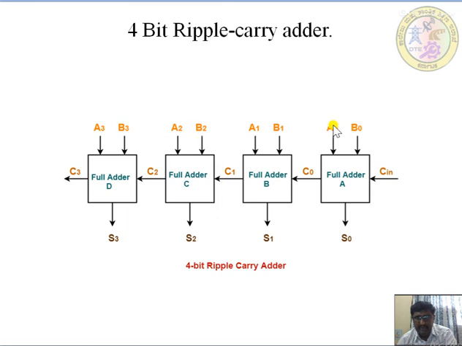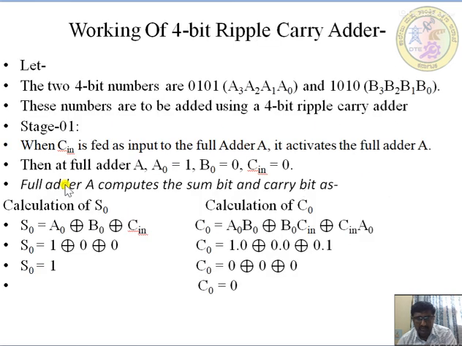First, what Cin value will we consider? We have already loaded the values. Now the important thing is the Cin value. If it is given as 1 we can take it as 1, but initially we are assuming here Cin is equal to 0. In the first stage, A0 is 1, B0 is 0, along with Cin is 0, that is 1 plus 0 plus 0. The sum is 1, carry is 0. So S0 is equal to 1, C0 is equal to 0.